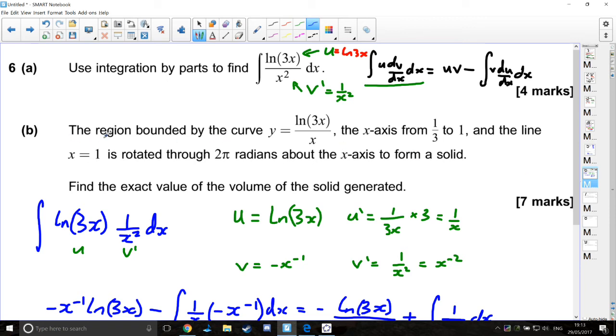Now we have the region bounded by the curve y equals ln 3x over x, the x-axis from a third to 1, and the line x equals 1 is rotated through 2 pi radians about the x-axis to form a solid. Find the exact value of the volume of the solid generated. So what I want to do with this first off is kind of get an idea of what this looks like.